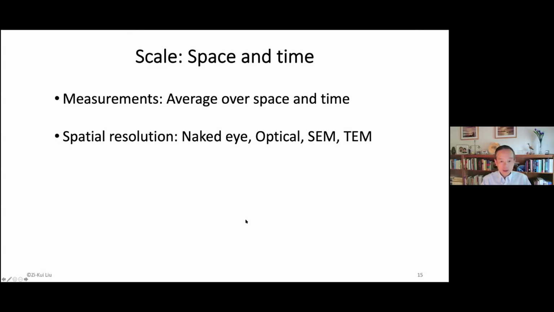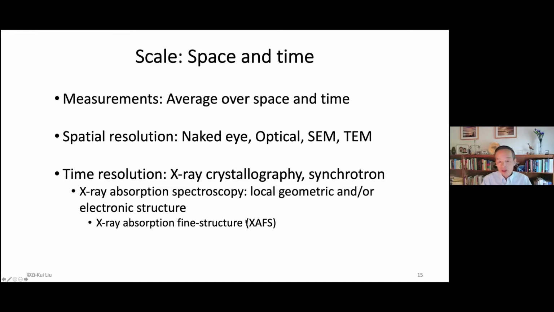And the spatial resolution, we talk about the naked eye, optic, SEM, TEM. Of course, you can talk about the telescope. And time resolution is also extremely critical. Because atoms are always moving, electrons are always moving, what can you measure? One very fine structure observation is the X-ray absorption fine structure, XAFS. That is extremely local and probes electronic structures. That's an extremely important technology. Of course, we have synchrotron. Synchrotron is for spatial resolution.